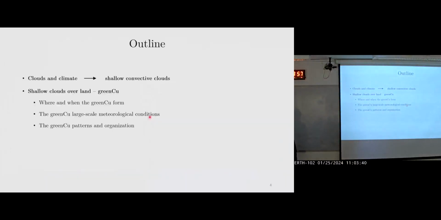I want to go back to the beginning now, and the outline of the talk is that we'll start with a short introduction about clouds and climate. Later we'll focus on shallow convective clouds, and then focus even more on a specific kind of shallow convective clouds, which are, again, these green cumulus. And we'll talk about where and when these clouds like to form, the large-scale conditions, the meteorological context in which we observe them, and at the end of the talk, we'll focus a little bit more on the patterns they form and the organization of the cloud fields.